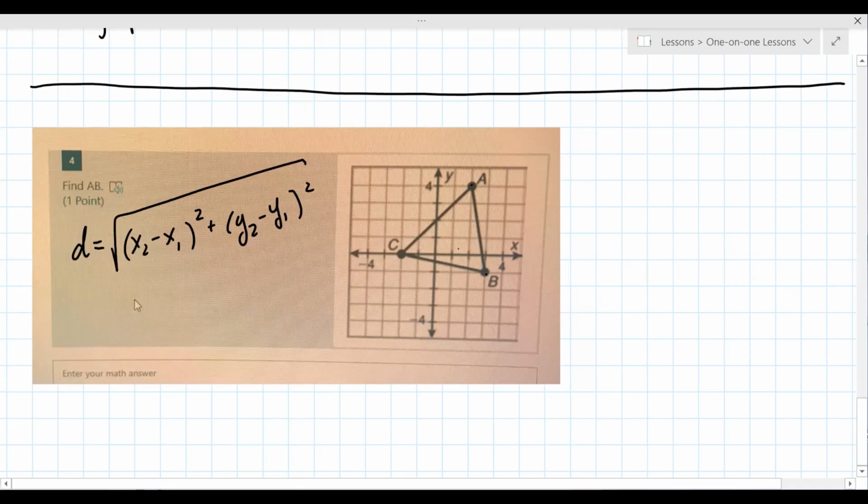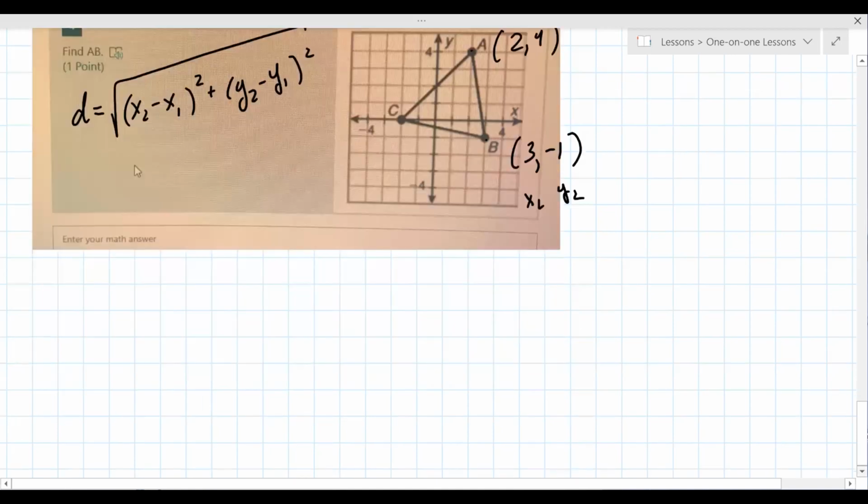All right, we're going to write the ordered pairs for A and B. So A is right 2 and then up 4. So 2, 4. And then B is right 3 and then down 1. So 3, -1. And the distance formula I wrote on the left there, you need to know x1 and x2, so we'll just arbitrarily call this x1 and y1 and then x2 and y2 down here. So I'm just going to substitute those values into the formula that I just wrote here.